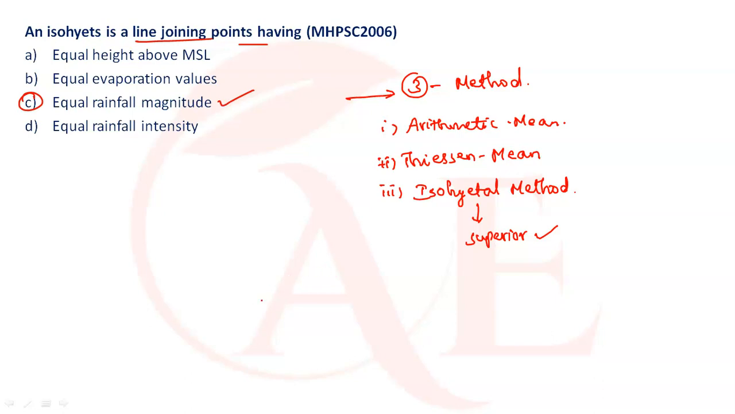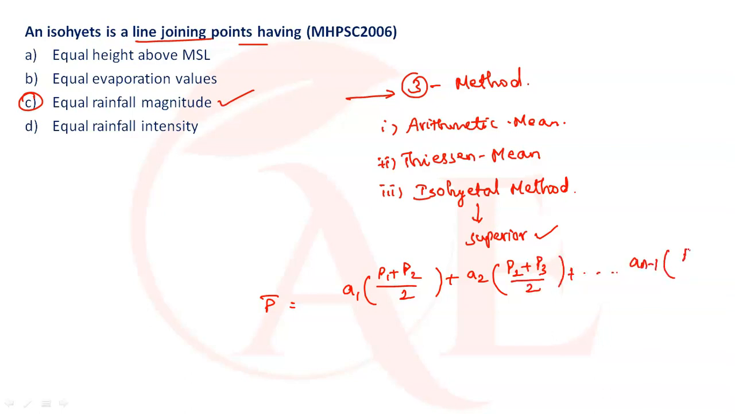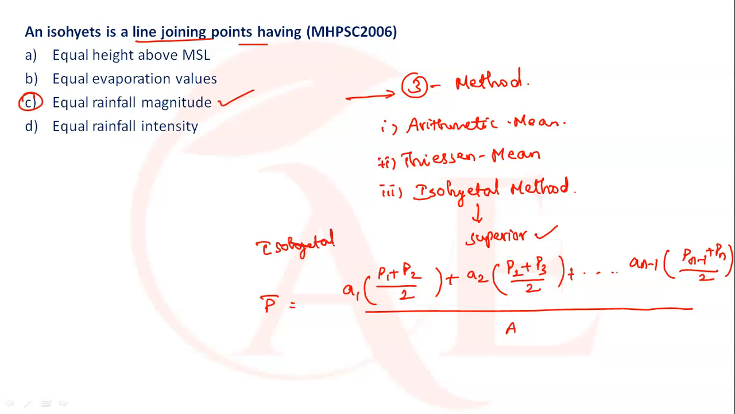The formula to find the mean precipitation is P bar equals A1 into (P1 plus P2) divided by 2, plus A2 into (P2 plus P3) divided by 2, plus A(n minus 1) into (P(n minus 1) plus Pn) divided by 2, whole divided by A. Do you understand this? P represents the value of the isohyets and A represents the catchment area. This is known as the isohyetal method. This question was already asked in a previous year's question paper.